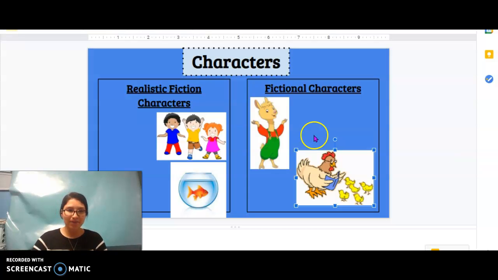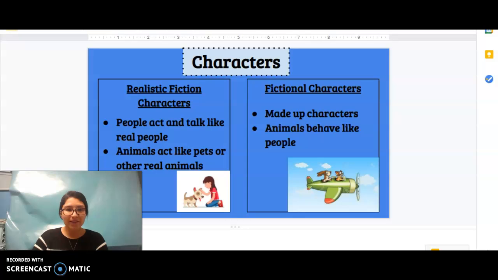That does not happen. All right, so I hope you like this little review over characters. Remember, we have realistic fiction characters and fictional characters. Realistic fiction characters. They are characters that act and talk like real people. The animals act like pets or other real animals. And then you have fictional characters, where the characters are made up and the animals behave like people.